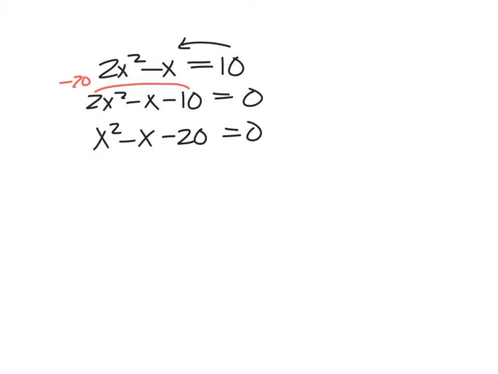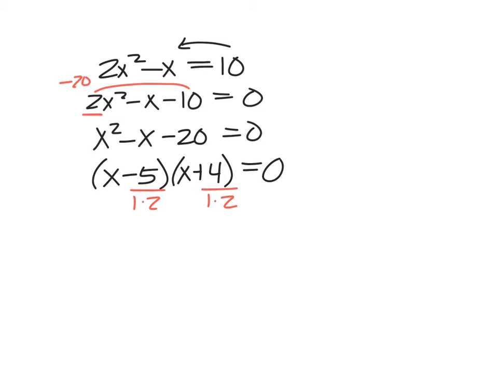Factors of 20 that subtract to give me negative 1: that would be x minus 5 and x plus 4. Go back, take my leading coefficient, and divide by that: 1 over 2, 1 over 2. 2 will not go into 5, so bottoms up. 2 will go into 4 two times. So that gives me 2x minus 5 and x plus 2.